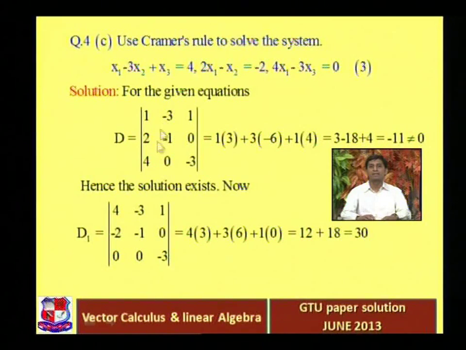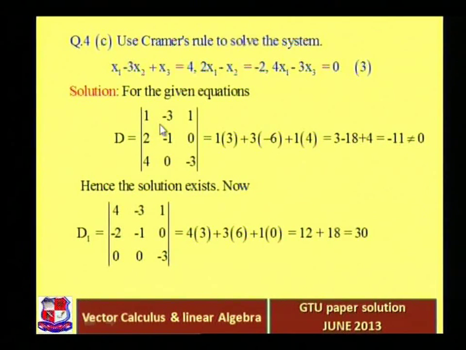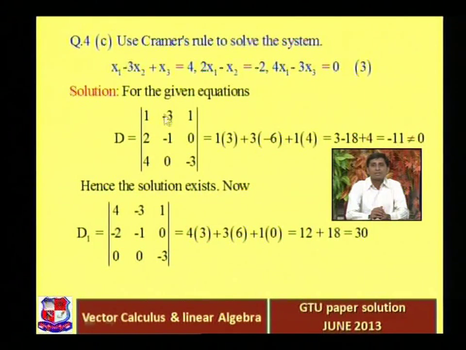First of all, we find the determinant, call it capital D, which is the coefficients of x1, x2, x3 in each of the three equations. The first row comes from the first equation, that is the coefficients of x1, x2, x3 in the first equation: 1, minus 3, 1. The second equation gives 2, minus 1, 0, and the third equation gives 4, 0, minus 3.